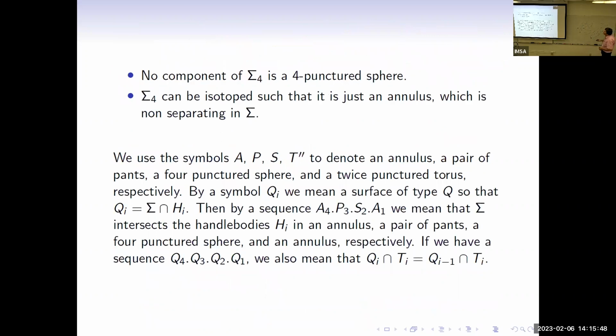Now, and so we can show that no component is a cross-punctual sphere, and then for sigma 4 is the part here. We want to isotope the surface. We can isotope the surface. It shows that this sphere, the first piece, the piece is just one annulus.